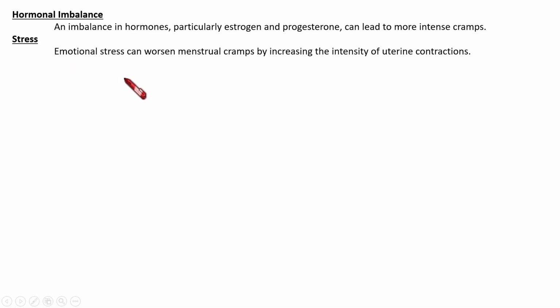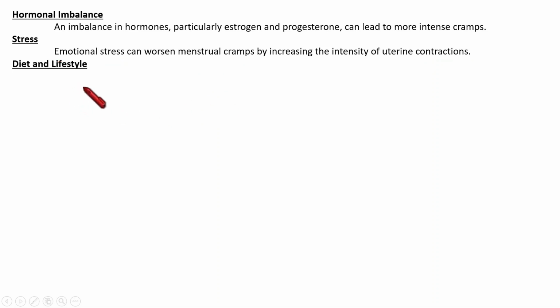Then stress also, emotional stress, is a reason that can cause menstrual cramps by increasing the intensity of uterine contraction. If too much stress is there for that person, intense uterine contraction may happen, and that will result in menstrual cramps.